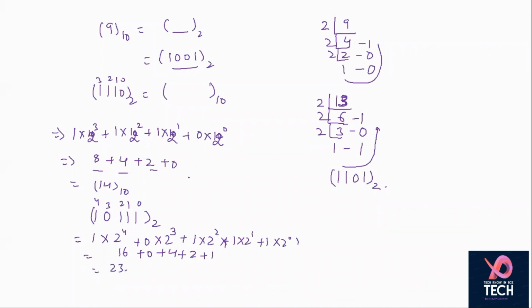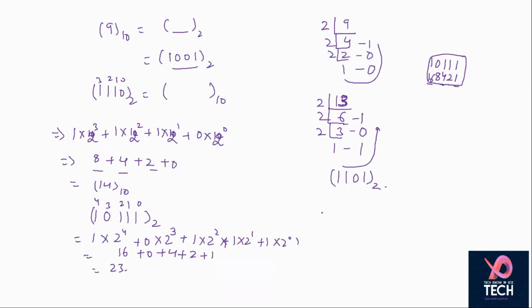Those who are familiar with this can do it directly. The shortcut method is: for 10111, the place values are 1, 2, 4, then 8 and 16. So 16 plus 4 is 20, 22, and 23. This is the way you can convert from one base to another. Whichever base you want, you can divide by that base and get your number.